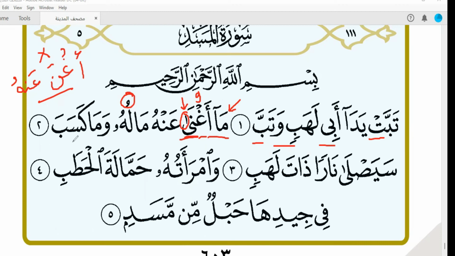Wama kasab, qalqala on ba, don't miss the qalqala. Sa, yes. Sad is heavy. Not sayasla. Don't say yasla. Okay, sin is light and sad is heavy. سيصلى. Yes. Your tongue goes really high to the roof of the mouth. Only the tip of the tongue touches the lower incisors to make the sound of صاد. Okay, la also prolonged slightly because of the alif saghira.